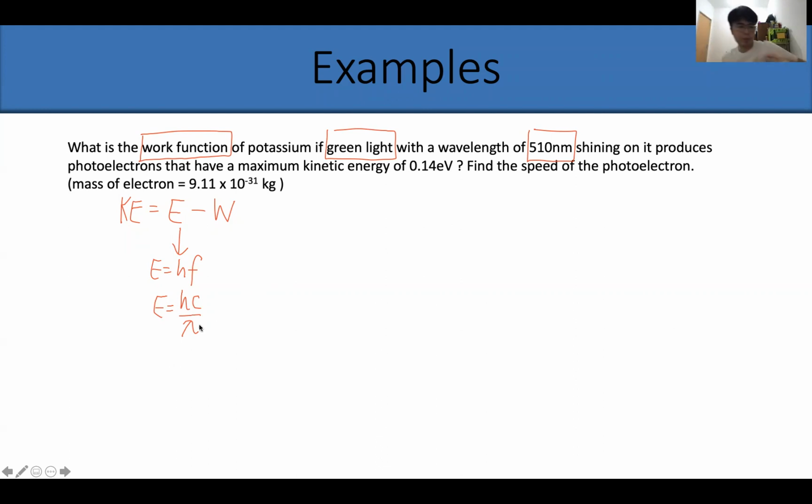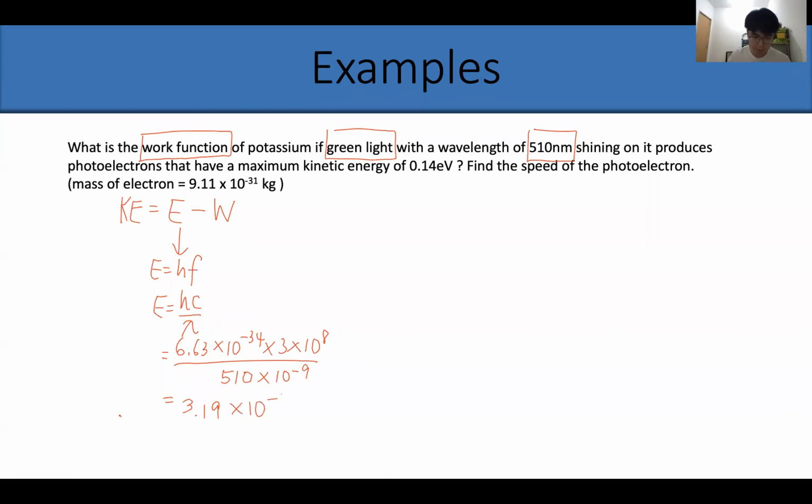Let's do the calculation. We have Planck constant, 6.63 times 10 to the minus 34, times the speed of light, divided by 510 nanometers. Okay, I get 3.19 times 10 to the minus 19. Energy in joules.